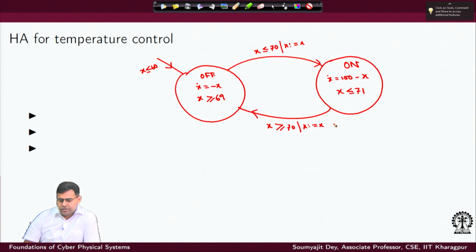So, we have this system. Initially your furnace is off, so the temperature is decreasing. Now, you are allowed to be in the state as long as your temperature is greater than or equal to 69. So, this is your state invariant, as you can see. There are two ways you are forcing the transitions here. If your invariant is not satisfied, the automaton will be pushed out of this state by the invariant.